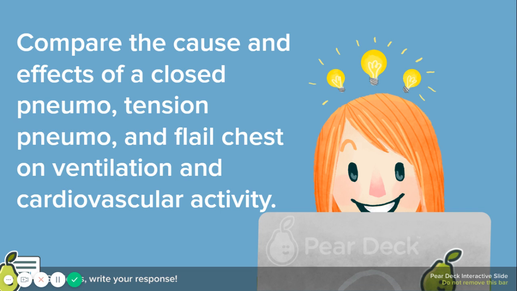Now with the closed pneumothorax, we're not going to be aerating the blood like we should, getting the oxygen into the cardiovascular system like we should. With tension pneumothorax, along with flail, we can actually be pushing on the vena cava, which is going to decrease venous return and therefore cardiac output. Okay.